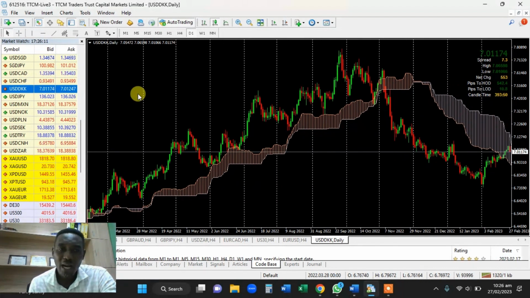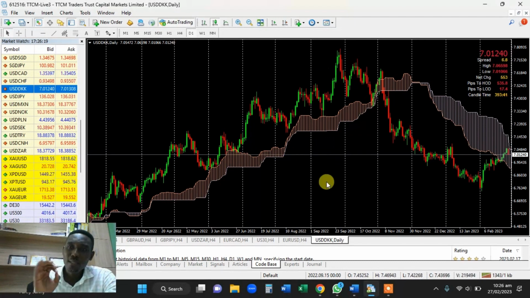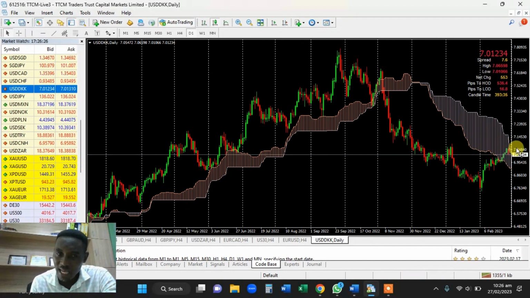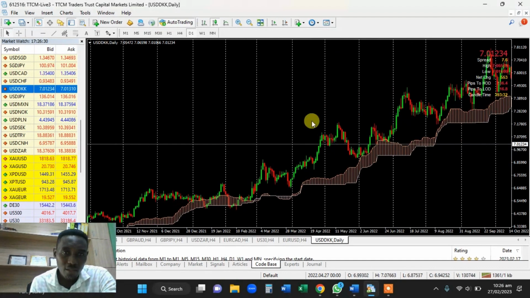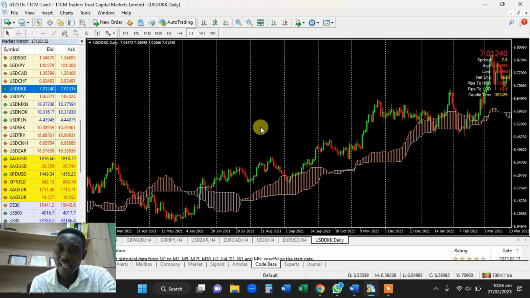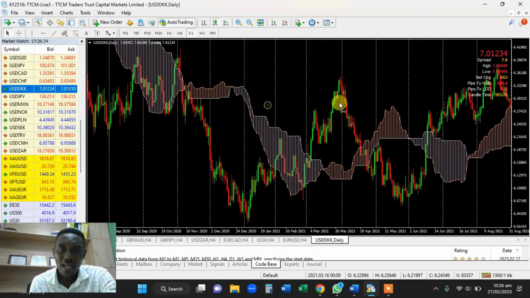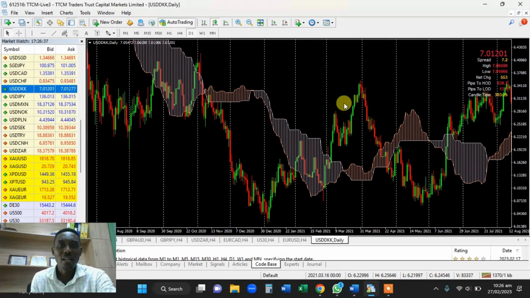Are we above the cloud? If yes, we buy. Are we below the cloud? Yes, we sell. The times that we do nothing is when prices or the candlesticks are trapped inside the cloud. That is indecision. We make no decisions. We sit on the fence. And in trading, you are paid to wait. You literally have to wait till there's an opportunity for you.